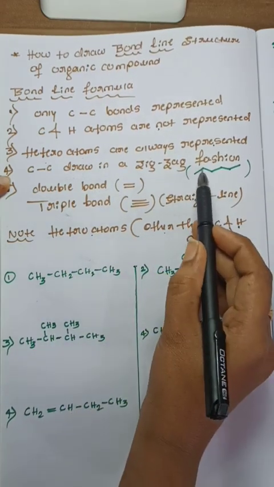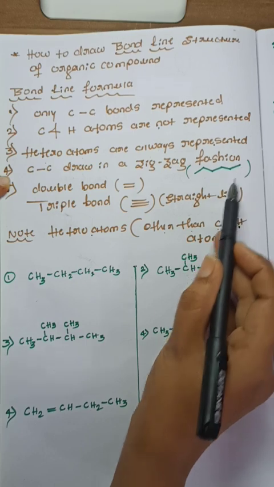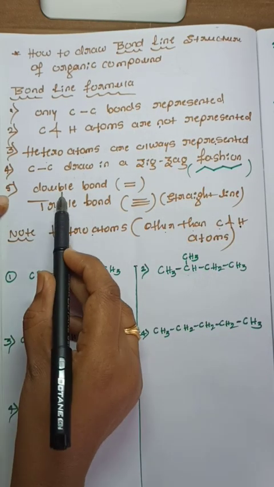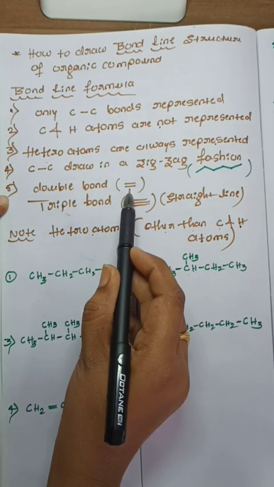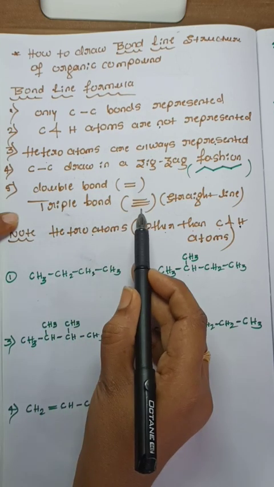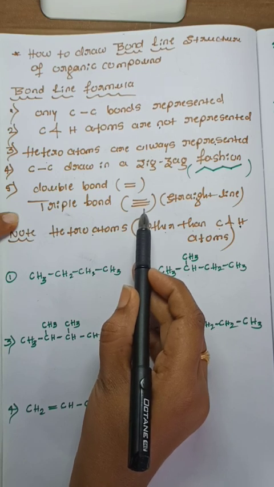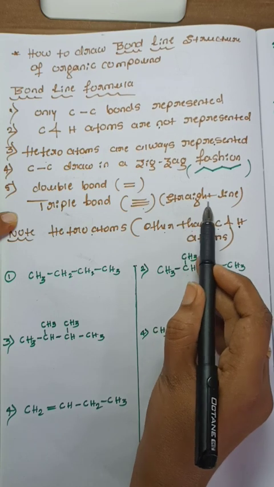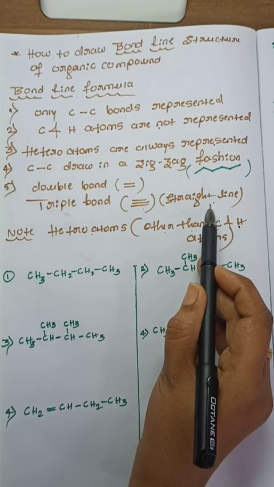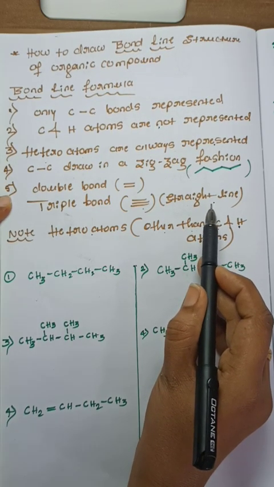Zigzag fashion means like this. And the fifth point is a double bond is represented by 2 lines and a triple bond is represented by 3 lines. But one important point is that a triple bond is always represented in a straight line in a bond line formula. These are the 5 points we need to know.